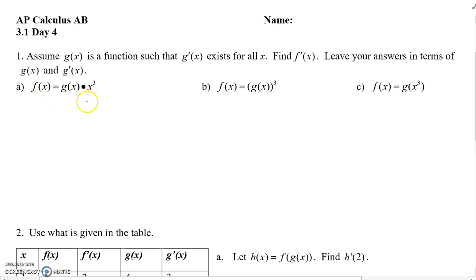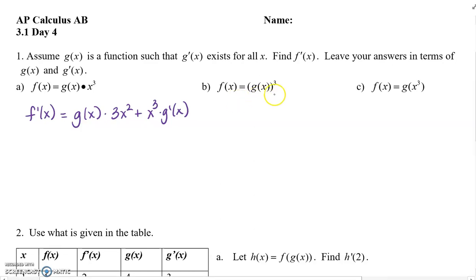So like in letter A, this is a product. So I'll use product rule. First function times the derivative of the second plus the second times the derivative of the first. Nothing there is a chain. This is just straightforward product rule.